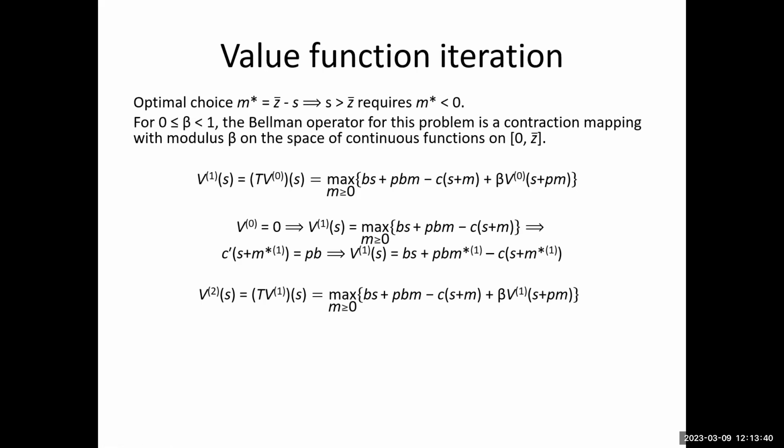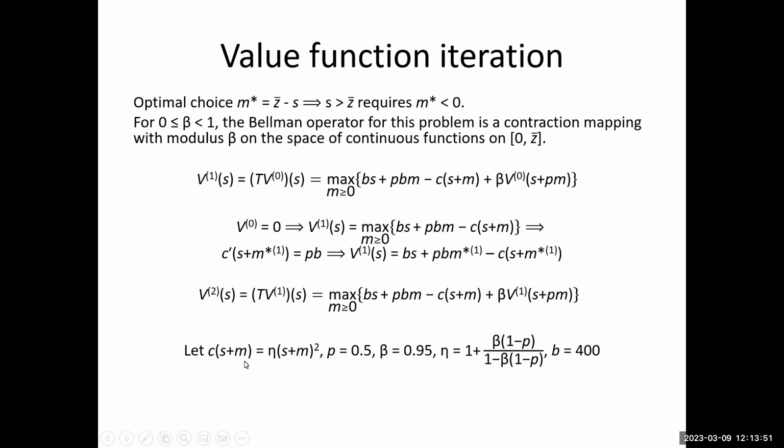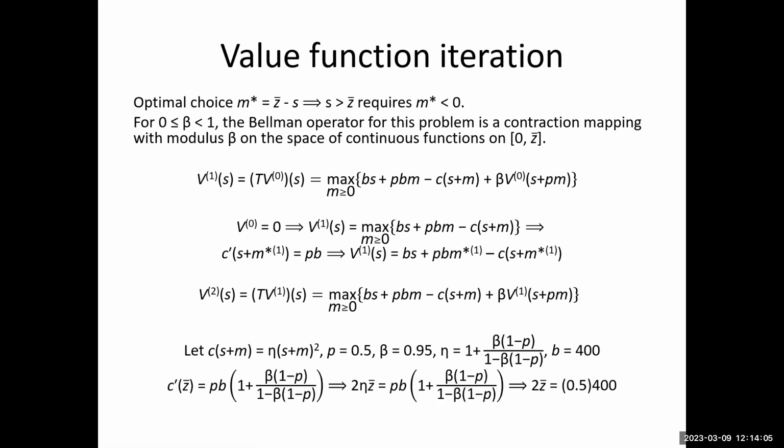To show the results of this iterative process numerically, we need to choose a functional form for the cost function and values for the parameters. Here is a cost function displaying increasing marginal cost and an odd parameter combination for eta, which is chosen to make Z bar come out to be a nice round number. Z bar is determined by this equation that we saw on the previous slide, which after substitution and simplification leads to Z bar equals 100.